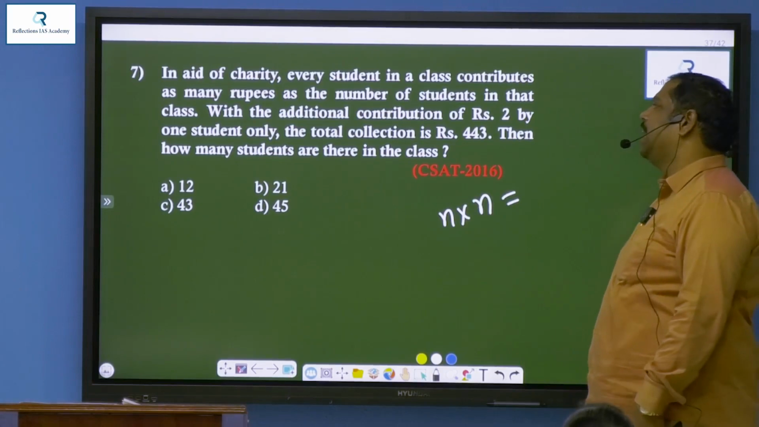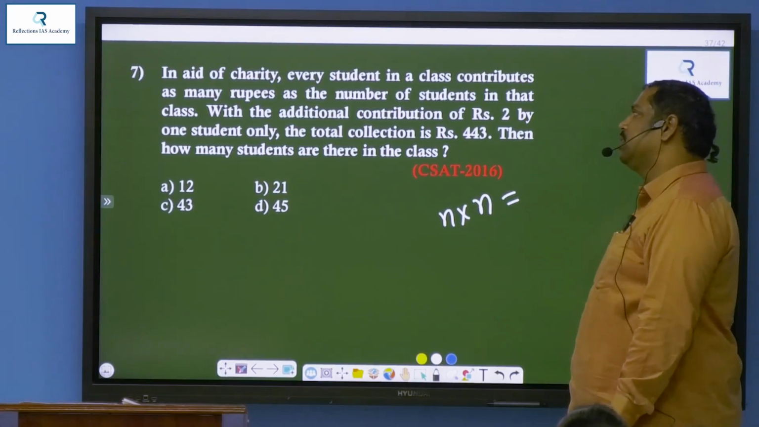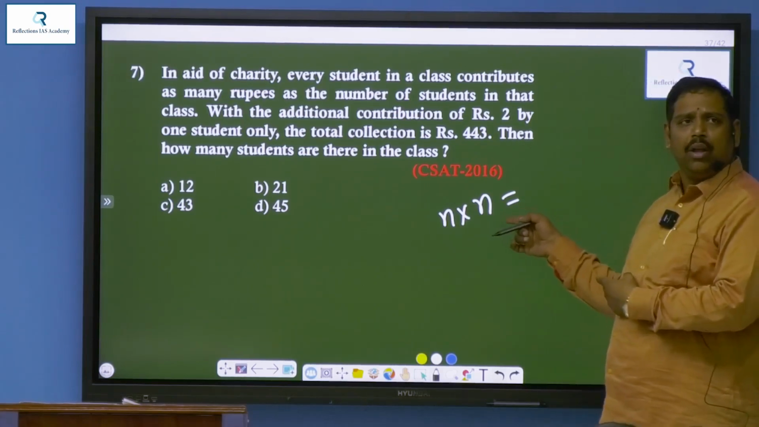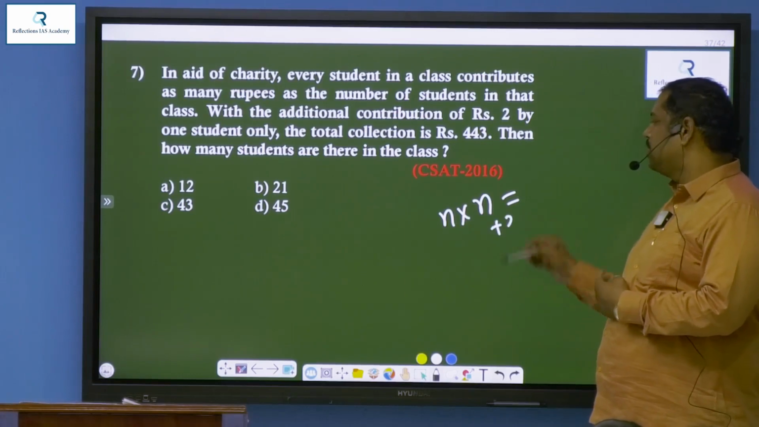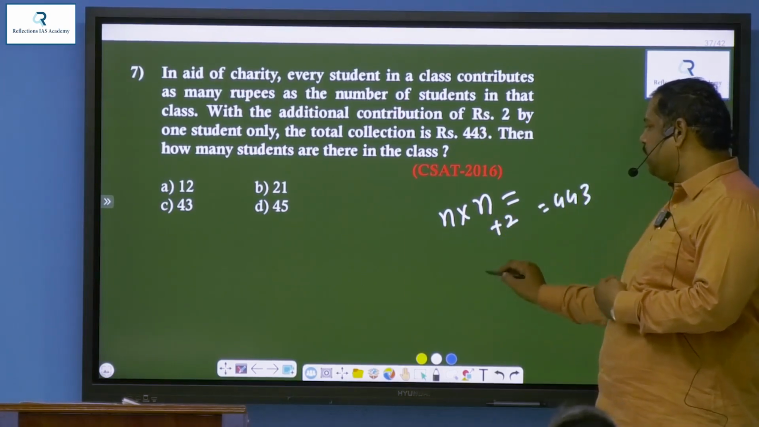With the additional contribution of 2 rupees by one student only, the total collection is 443. This is the total contribution, right or wrong? For this, he is adding how much? 2 rupees. Now, how much is he getting here? 443. N into N means N square.